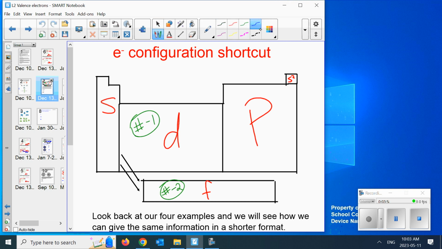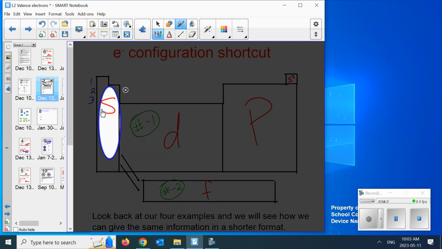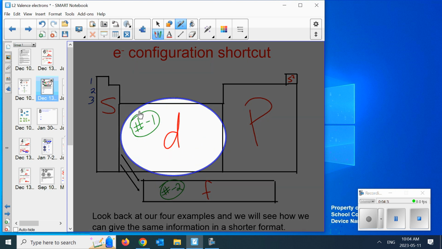The row itself is the principal quantum number, the big number 1, 2, or 3. So that's from the side, 2, 3, and so on, 4, 5, 6, 7. Those numbers, you just read them directly off. And anything that ends in this zone will end with S's. That's the S orbital zone. Anything from the middle here is the D block.